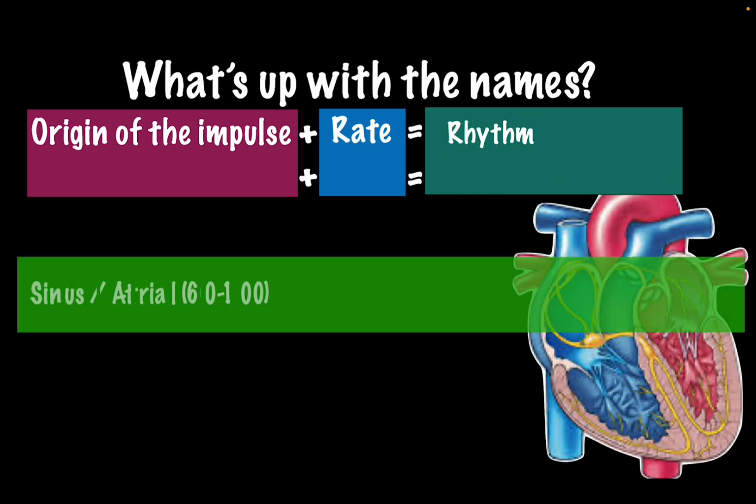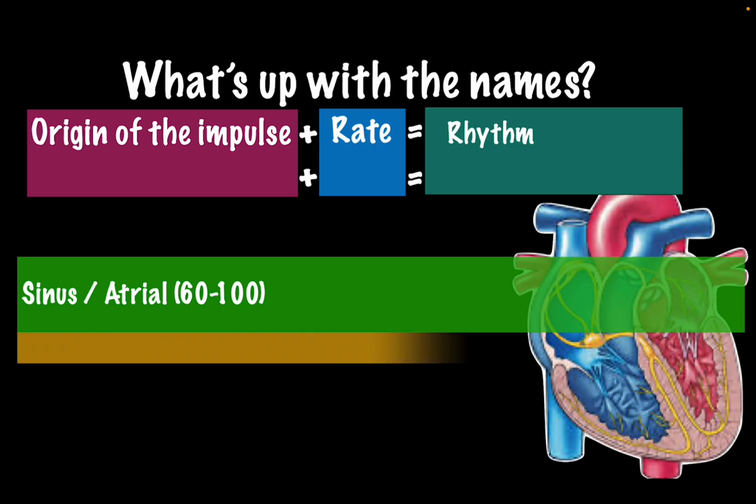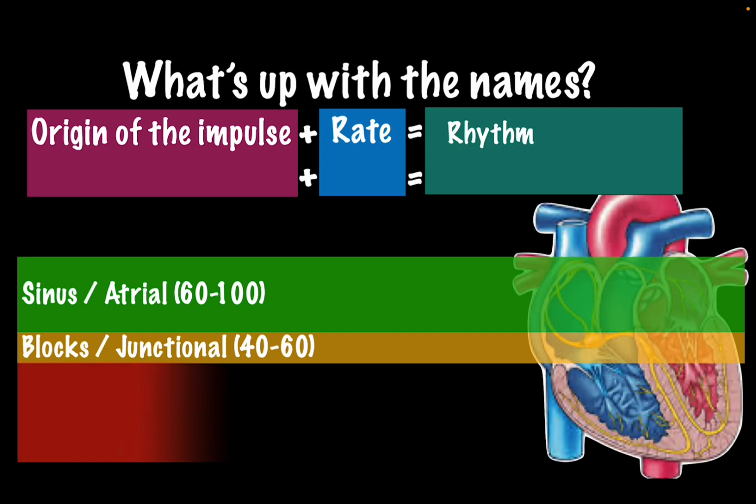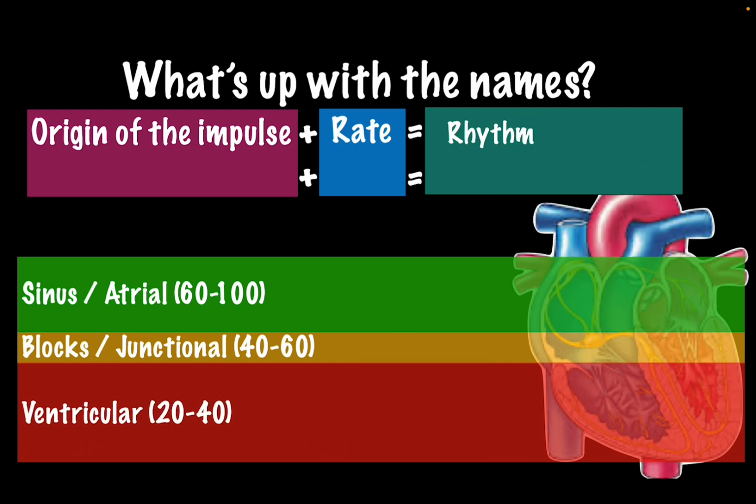For example, the things that start here are sinus or atrial rhythms. Impulses that start here are junctional. Blocks are a conduction problem, but we're going to cover that in the next video. And then anything that starts down here is considered ventricular. Now, this is how the series is going to be organized. We're going to go over all the sinus and atrial rhythms today. The next video is going to be blocks and junctional, and the video after that will be ventricular rhythms.